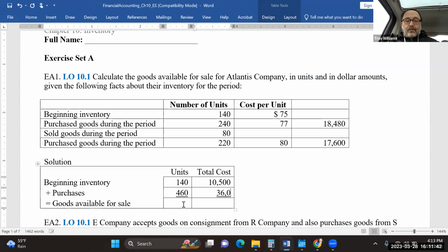So now if we add both columns, we get a total of 600 units that were available for sale during the period. And we get $46,580 as the total cost. So now we know the cost of the goods that were available for sale. Okay? Not that hard. It is a little time consuming. Double check those numbers and they look good.